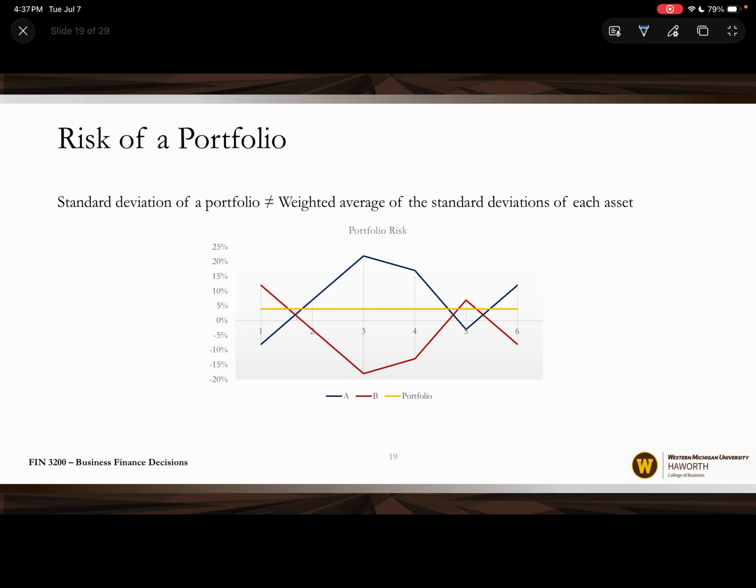Next few slides we're going to skip. We're not doing risk calculations, standard deviation calculations this summer. So you can take a look if you want.